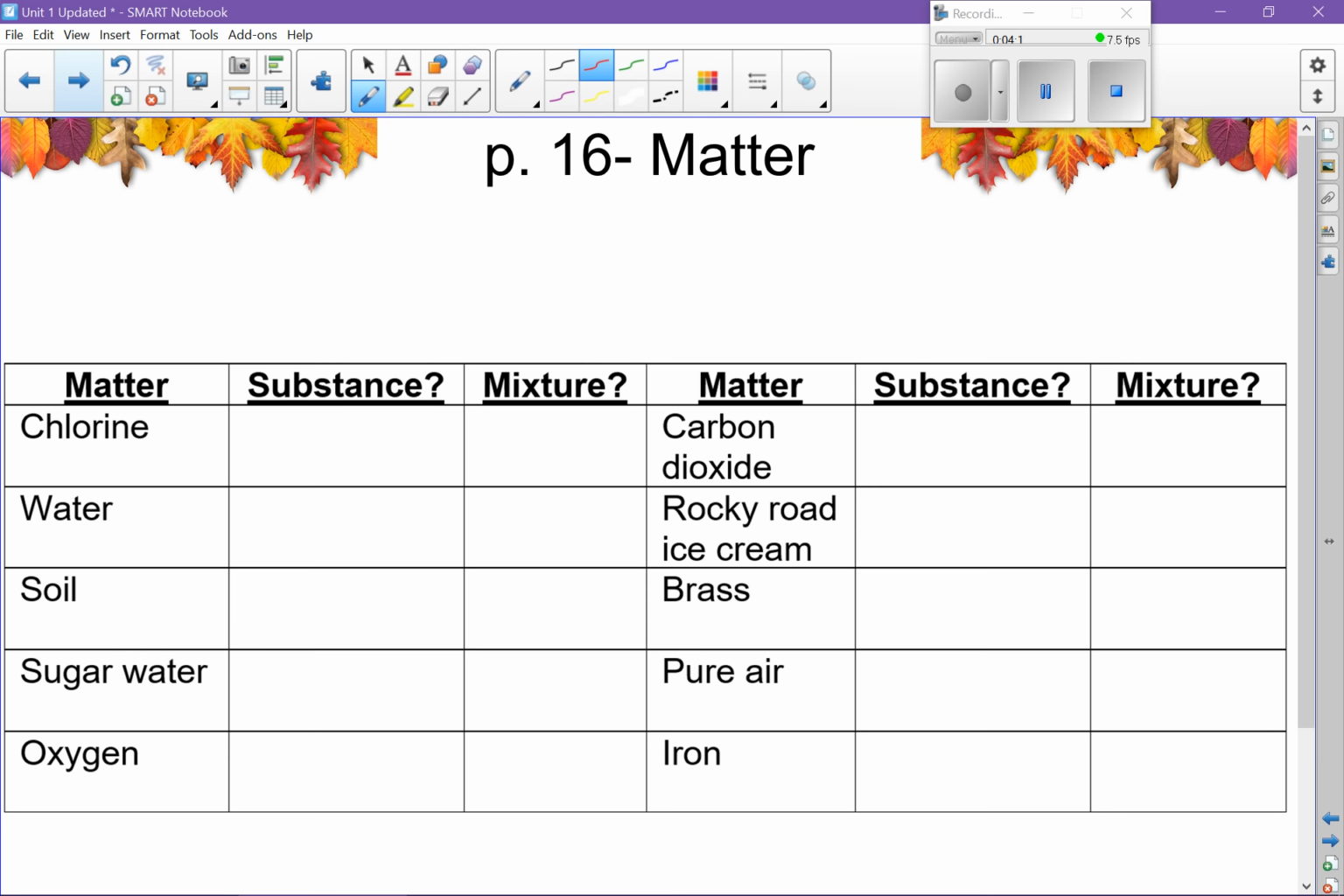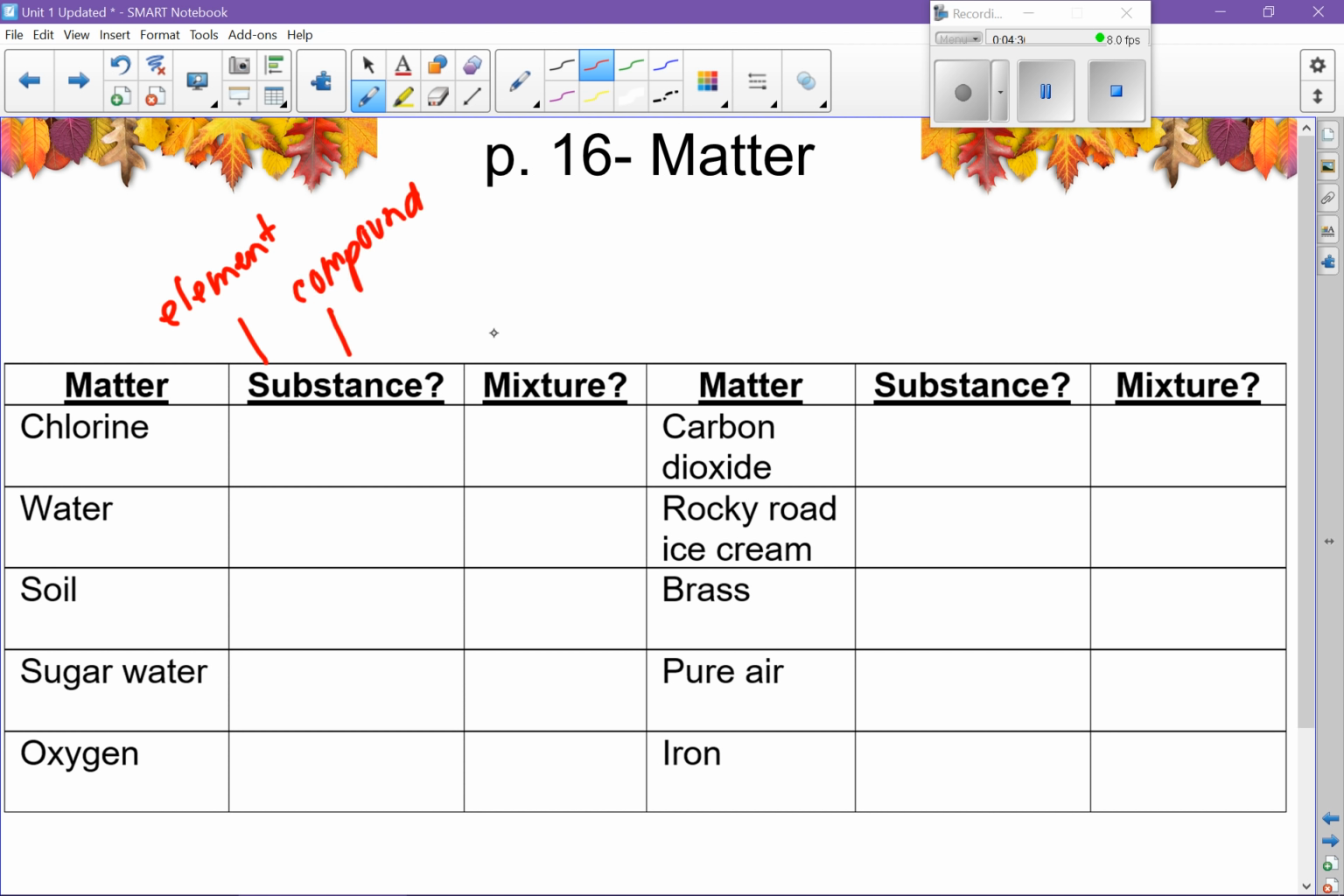So let's do a little bit of practice. I've got these categories and I've got these substances to try to classify. First you have to decide, is it a substance or is it a mixture? It is not possible for it to be both. They are opposite things. If you then decide that something is a substance, you have to say, is it an element or is it a compound?